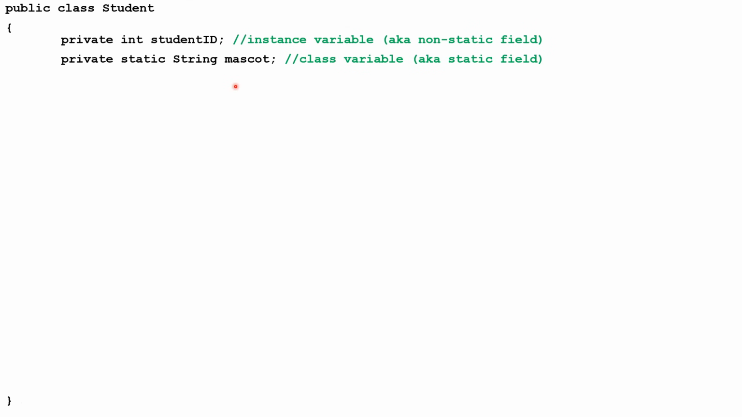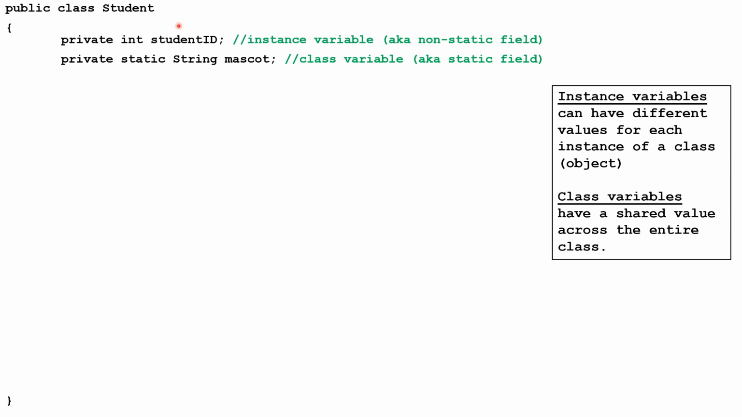Here we have a class student with two fields. The first one, student ID, is an instance variable, also known as a non-static field.